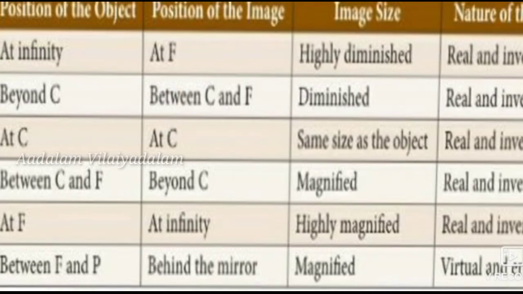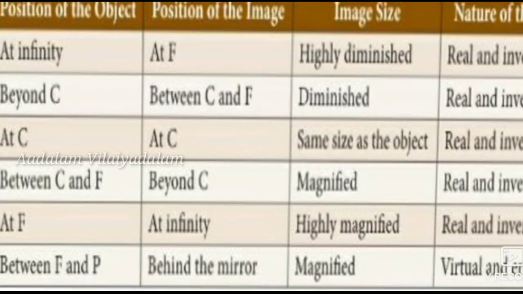And the fifth one: we place the object at the focal point F. The image is formed at infinity. The size is highly magnified, very large, and the nature of the image is real and inverted.